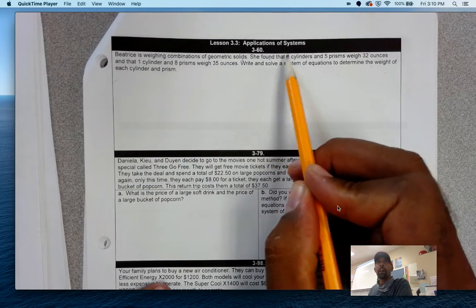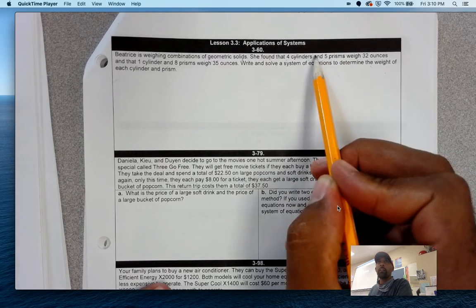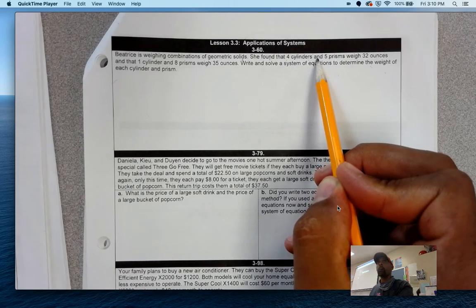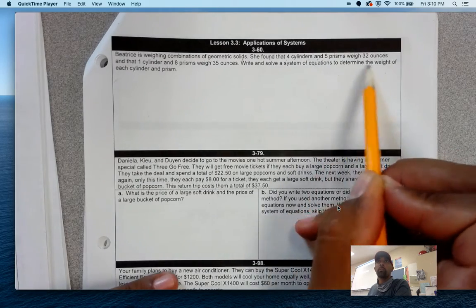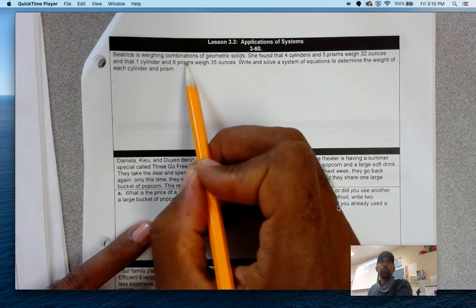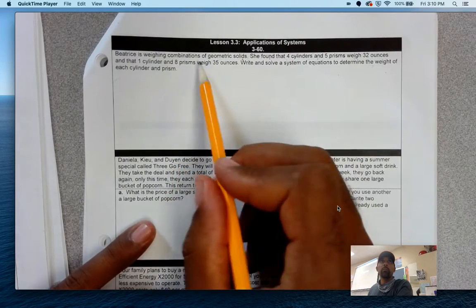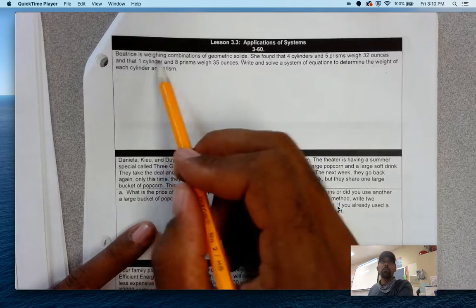So you found that 4 cylinders and 5 prisms. When I hear "and," I'm thinking plus right away, weighs 32 ounces. So all of those together equal 32 ounces. And that 1 cylinder and 8 prisms weighs 35 ounces. So again, that sounded just about the same. Write and solve a system of equations to determine the weight.